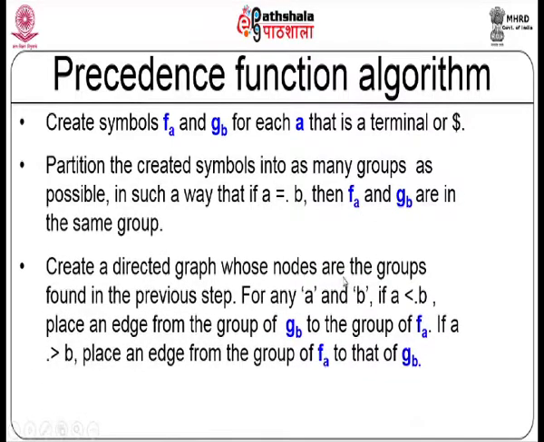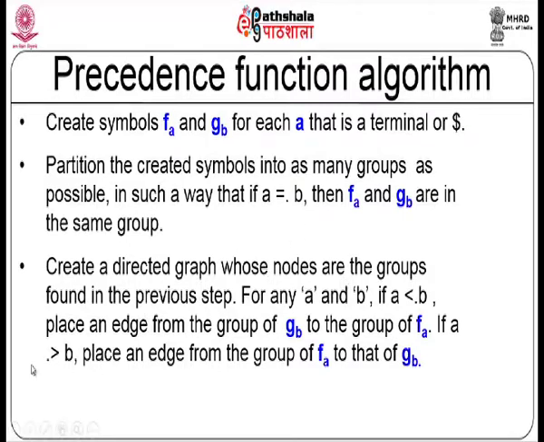Okay. And then you are going to group it basically. Create a directed graph whose nodes are the groups found in the previous step, and for any a and b, if a is less than b, place an edge from the group of gb to the group of fa. So, from gb to fa, you have a directed edge if a is less than b. So, a is less than b, so the direction should go from gb to fa.